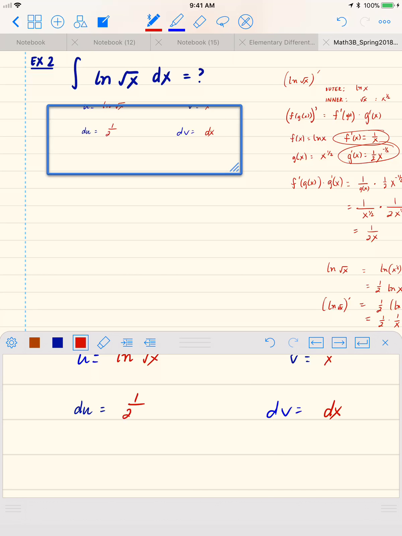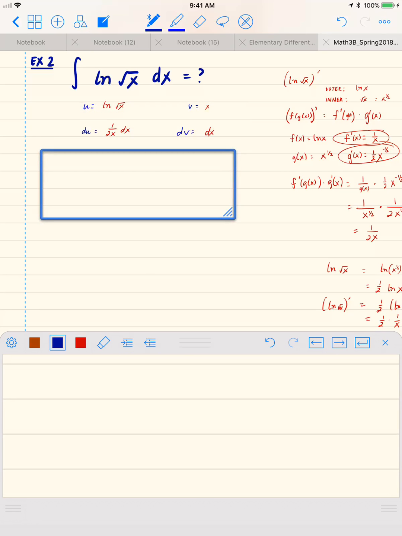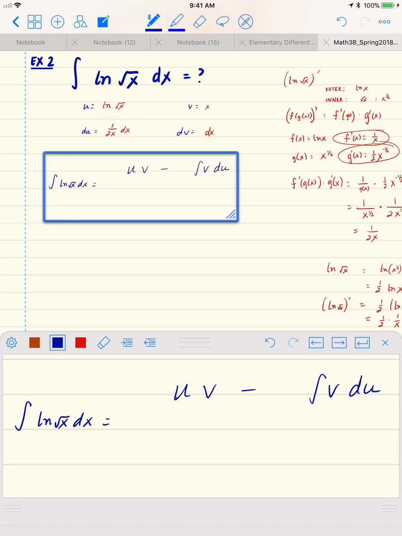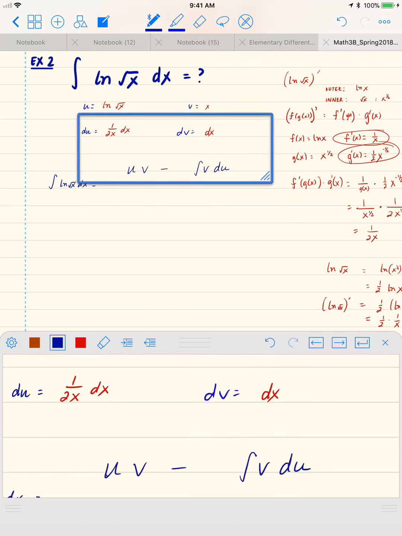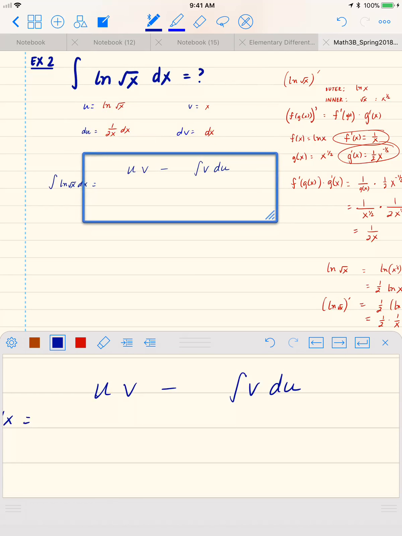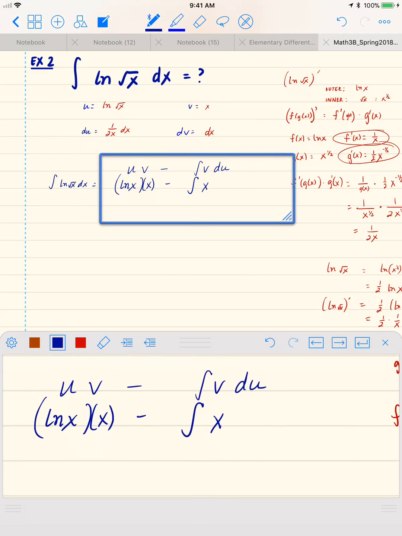So over here we'll have du equals 1 over 2x dx. Don't forget dx. We're ready to apply our formula. The integral of natural log of square root of x dx is equal to uv minus the integral of v du. What is our u? u is natural log of square root of x. v is x, minus the integral of v, which is x, and du, which is 1 over 2x dx.